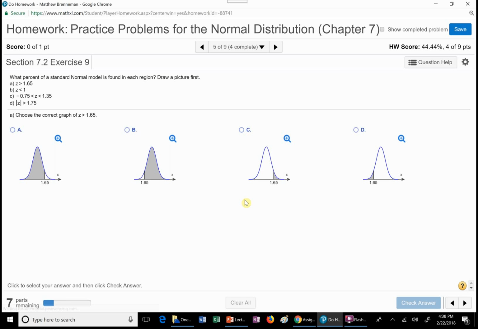So we're actually using this fact that the standard normal looks like this. 0 is at the center. Remember, standard normal means this. So 1.65 must be up here, and the area greater than 1.65 is there. Good.